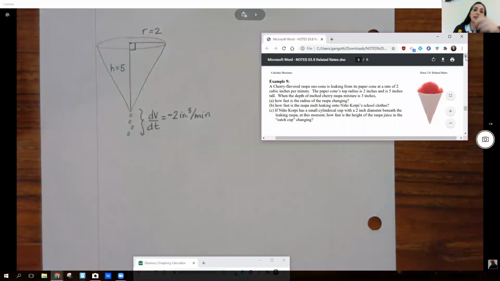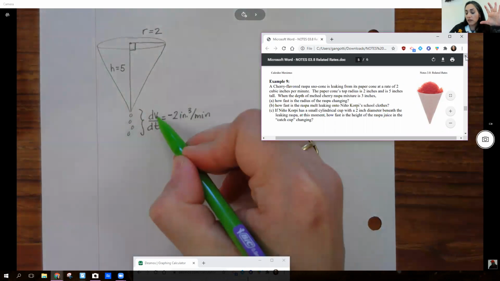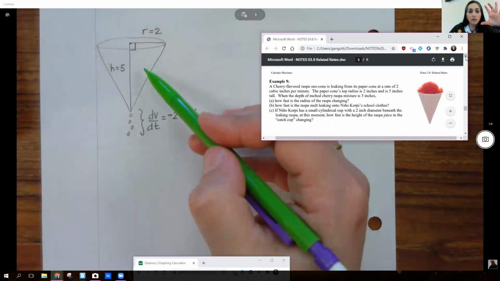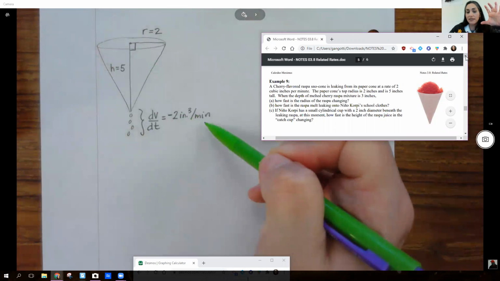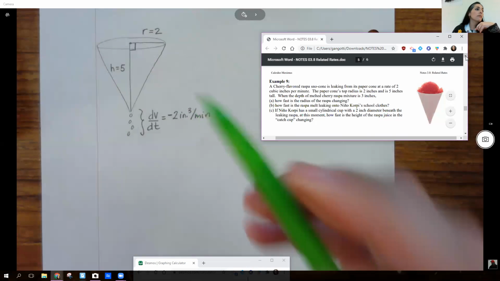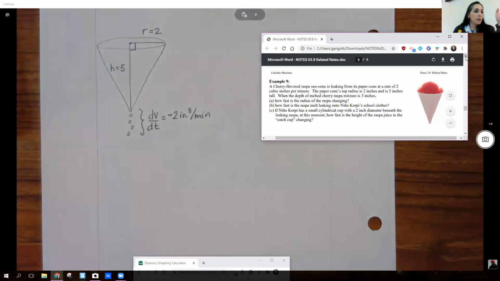Why? Because it's leaving the cone. The volume we're representing is gonna come from the volume of the cone. So if it's leaking out, the volume is gonna become less and less. So negative. You got to put your own negative sign on that. All right, got that. Got the picture drawn.